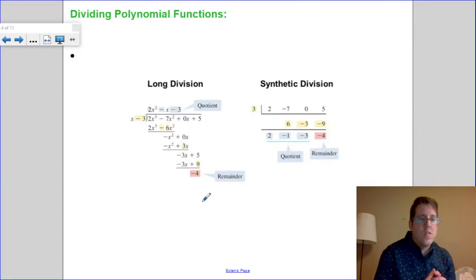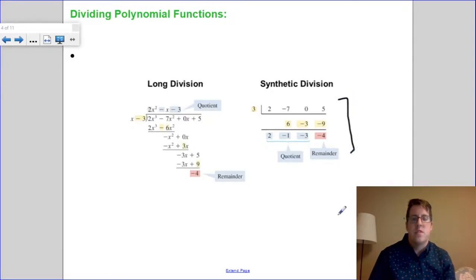Okay, so here's a side-by-side of the two ways that we divide polynomial functions. One is called long division, or polynomial long division, and one is called synthetic division. As you can see, synthetic division is a more stripped down process, but what you might notice as you look at these problems is that these are actually the same problems.